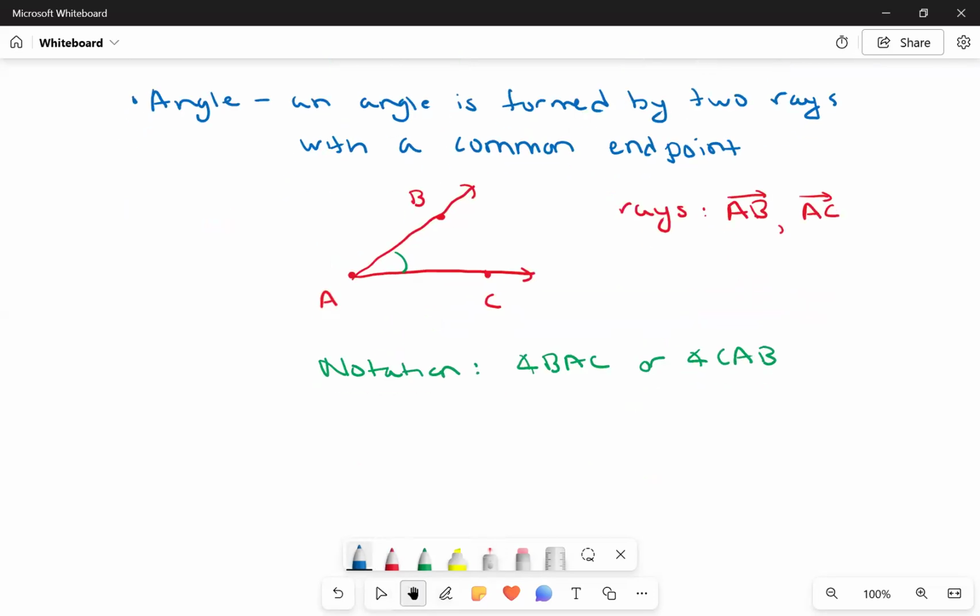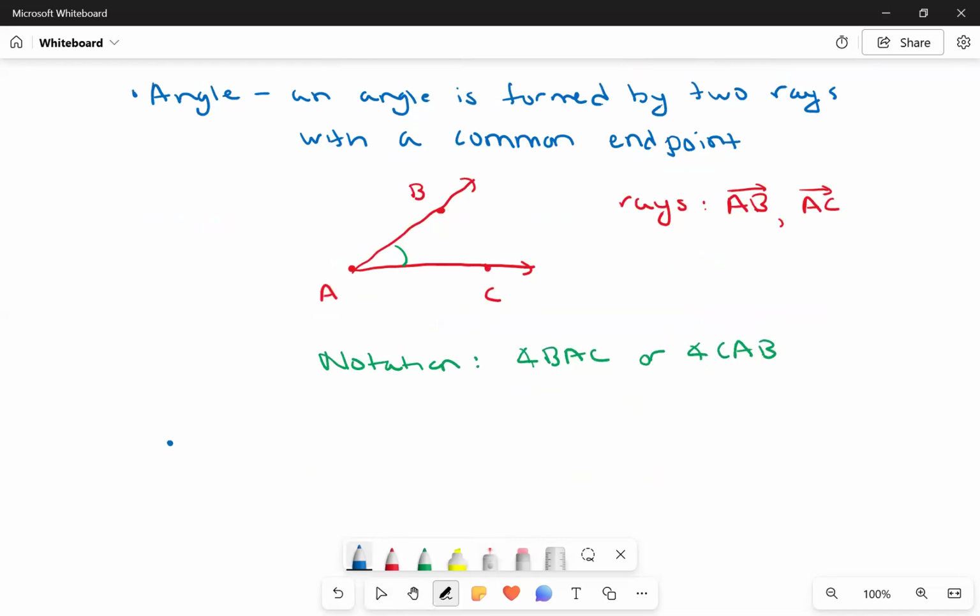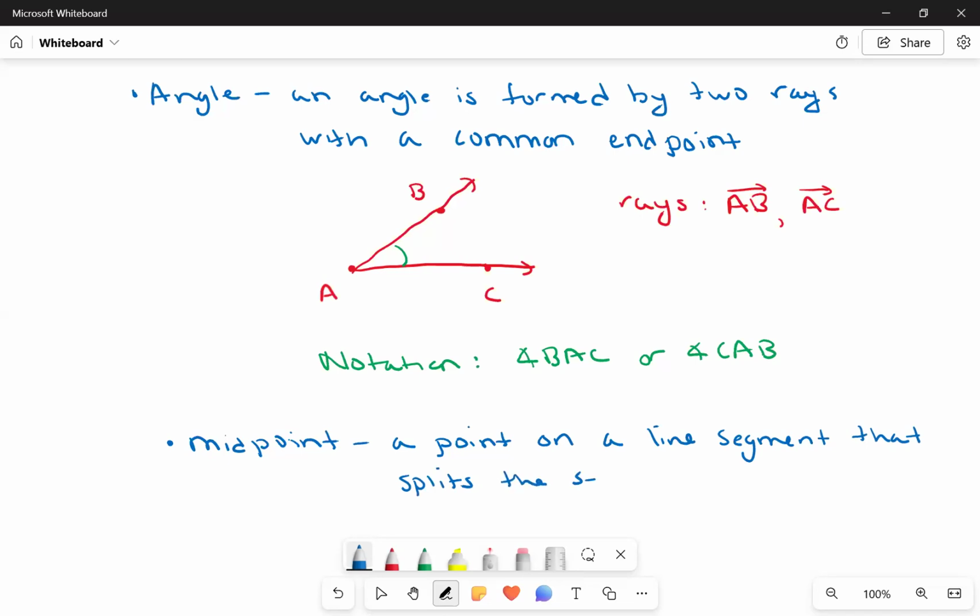Okay, midpoint. The concept of midpoint is going to exist on a line segment, okay? So it's a point on a line segment. It has to have an end, okay? Because it's going to split the line segment into two equal pieces. So a midpoint is a point on a line segment that splits or divides the segment into two equal pieces.